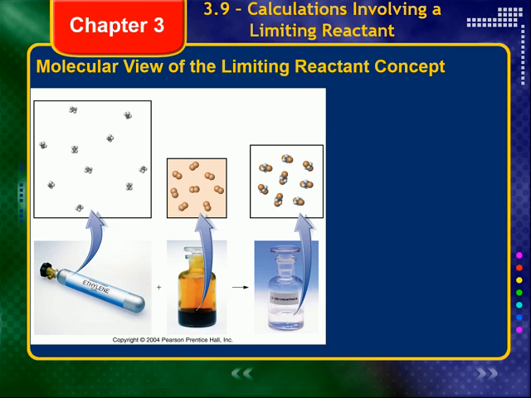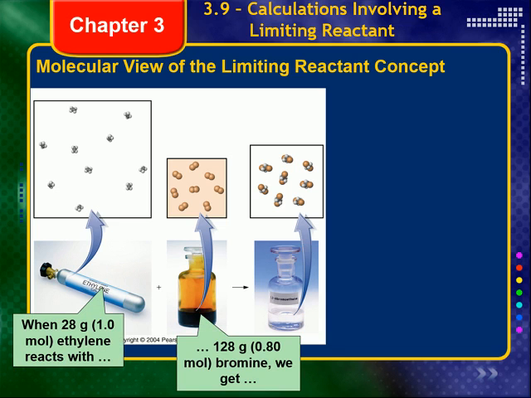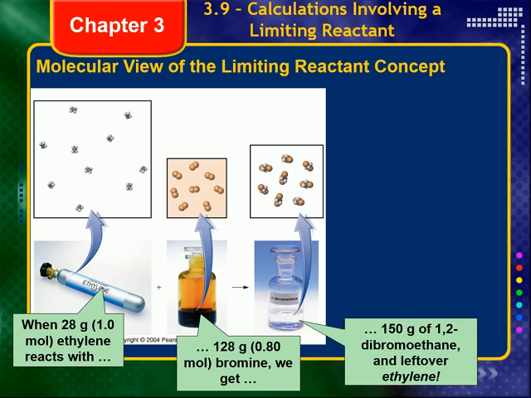All right, now here's that particulate view, the particulate representation of these stoichiometric calculations that we're referring to in the learning objectives. So if we have 28 grams or 1 mole of ethylene, and we react that with 128 grams, which is 0.8 moles, of bromine, we get 150 grams of 1,2-dibromoethane. Now that's a naming system that we're not going to go over in this course, so don't freak out.